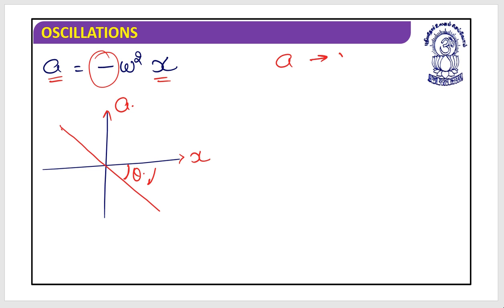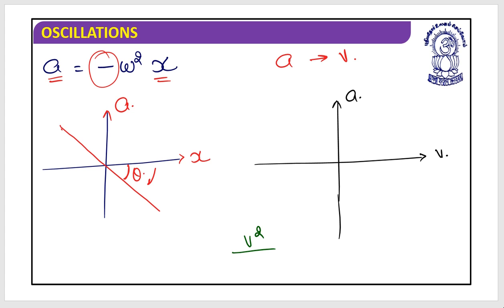In the same way, if I want to plot the graph for acceleration versus velocity, with this as the acceleration and this as the velocity, the relation for these two could be written as v²/(A²ω²) + a²/(A²ω⁴) = 1. I hope this is clear.